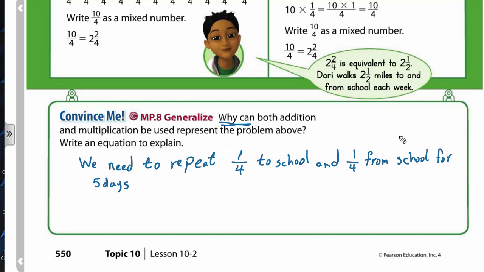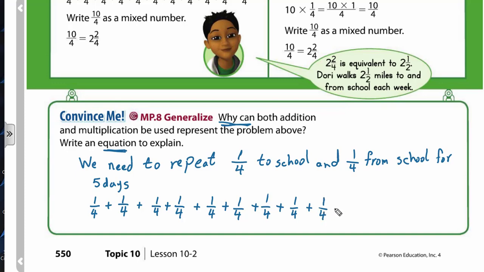So we need to write this as an equation. Let's write an equation. We can write 1/4 plus 1/4. How many 1/4 is it? Four? Are you sure? No, not 4. Okay, this is 1, 2, 3, 4, 5, 6, 7, 8. So I need, no, 5 days. Each day 2/4. So how many?